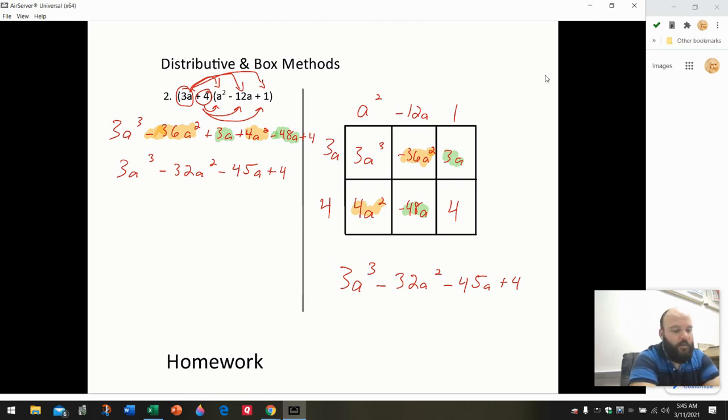Again, I don't mind. You can do it either way. It's fine by me. My preferred method is the distributive method, just because that will be the method you will pretty much use as you move forward in your math class. But for right now, it doesn't really matter.